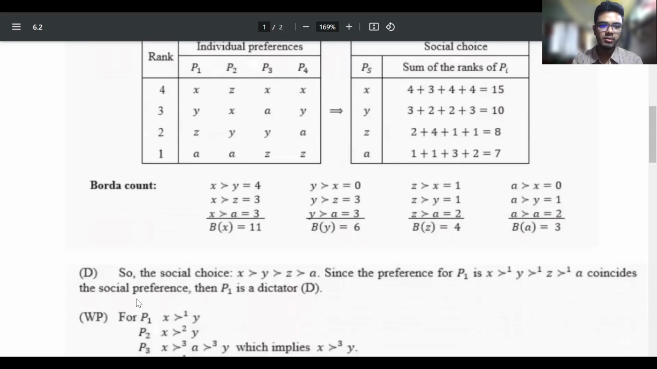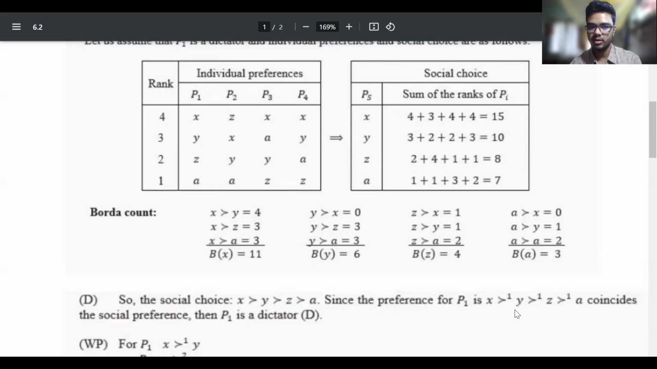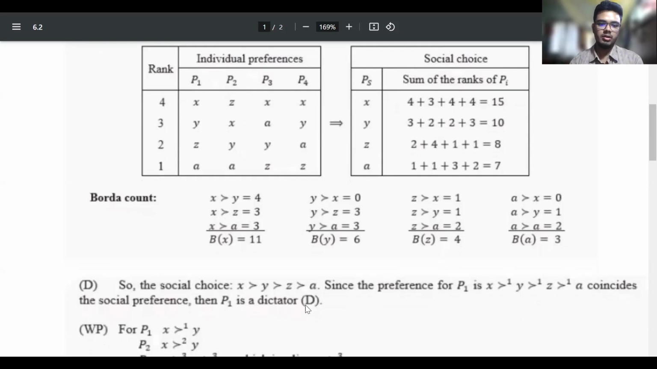Now let's see. The social choice is X is preferred to Y, Y is preferred to Z, and Z is preferred to A. So the social choice is this, and we can see the preference of P1 is the same as the social choice. So we can say that P1 is a dictator.